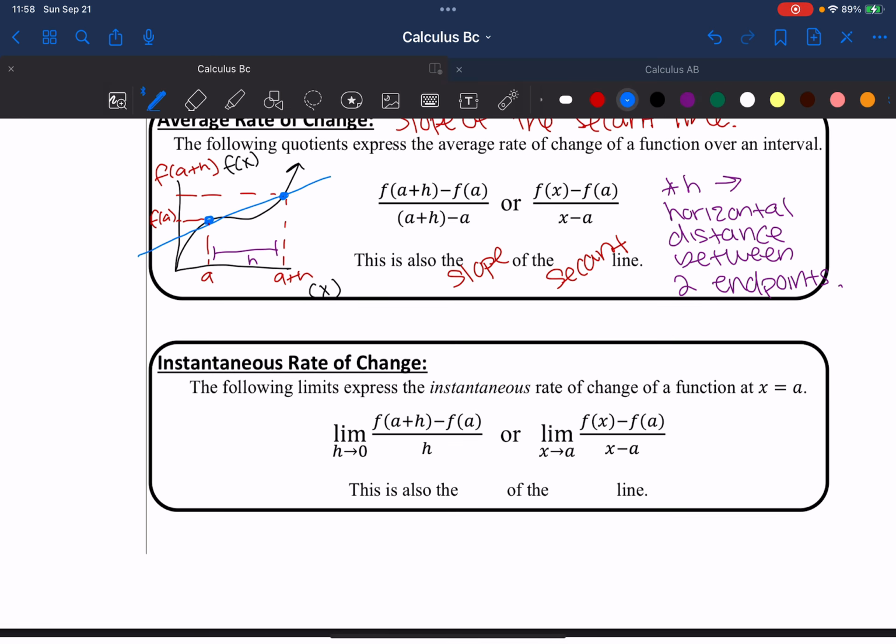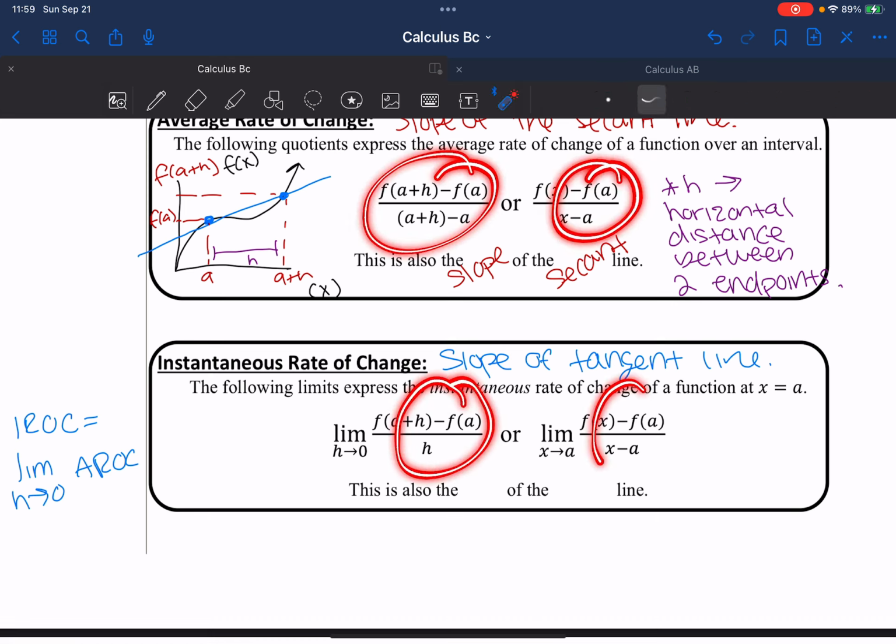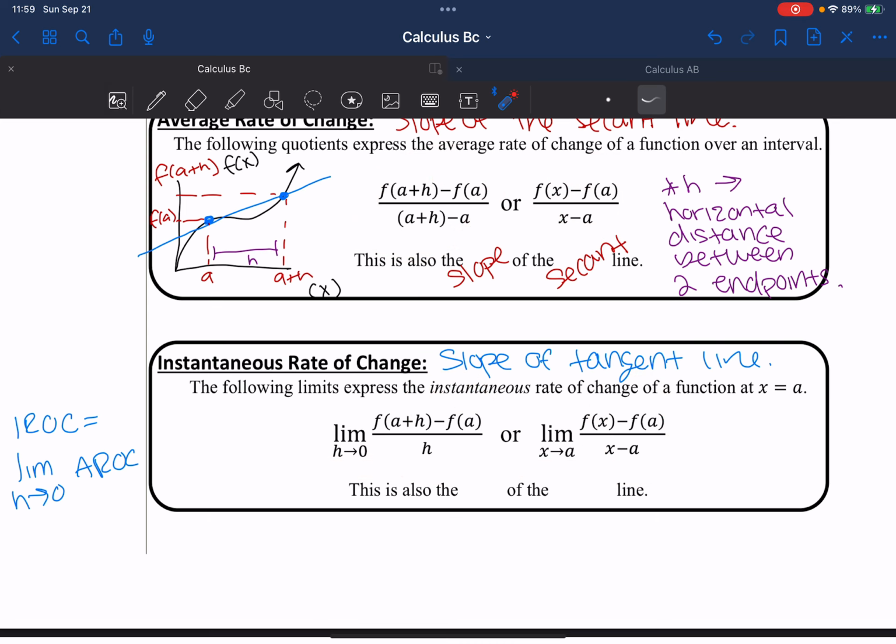Okay. Instantaneous rate of change is the slope of the tangent line. I want you to think of instantaneous rate of change as the limit as h approaches 0 of average rate of change. It says the following limits express the instantaneous rate of change of the function at x equals a. So we have the limit as h approaches 0 of f of a plus h minus f of a over h, and the limit as x approaches a of f of x minus f of a over x minus a. So you'll notice again, these are similar here. The only difference is that instantaneous rate of change is looking at the limit as h approaches 0.